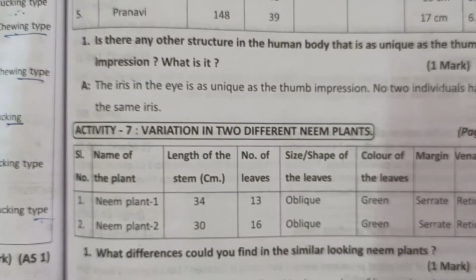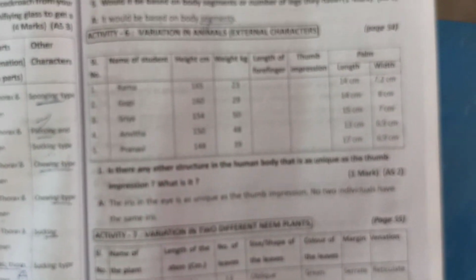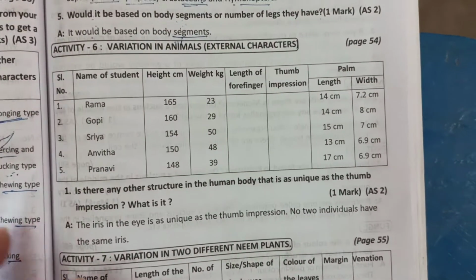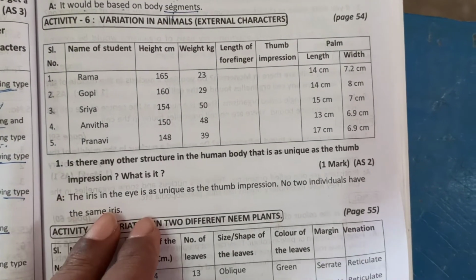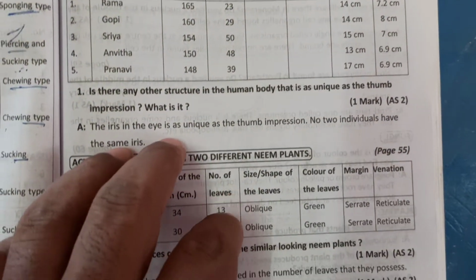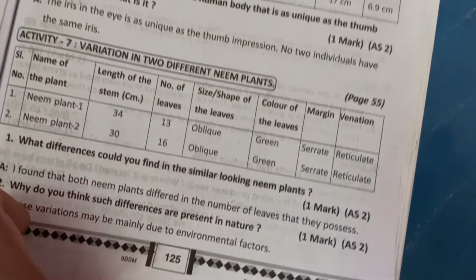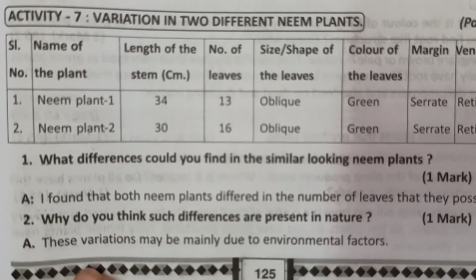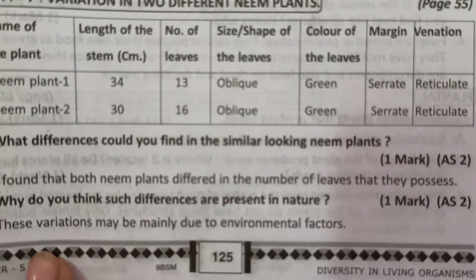So children, these are the activities. Activities number 6 and 7 explain the variations in animals, I mean the external characters of human beings, as well as the variations in plants. Next they are going to ask two more questions. What differences could you find in similar looking neem plants?